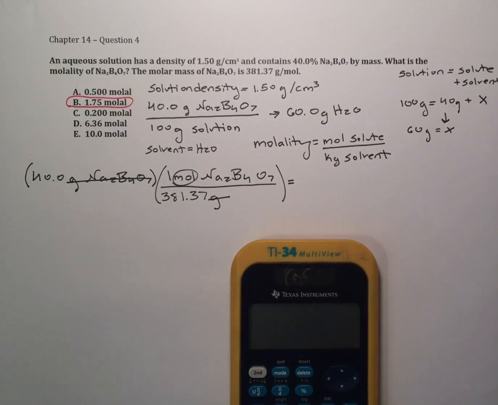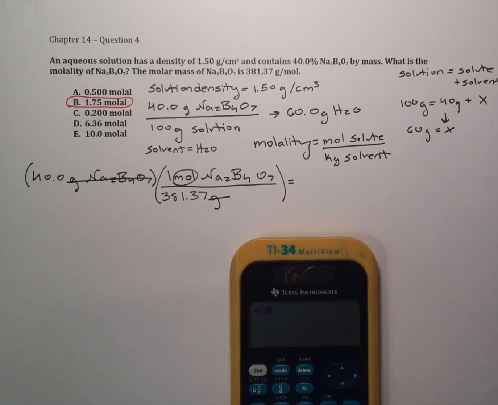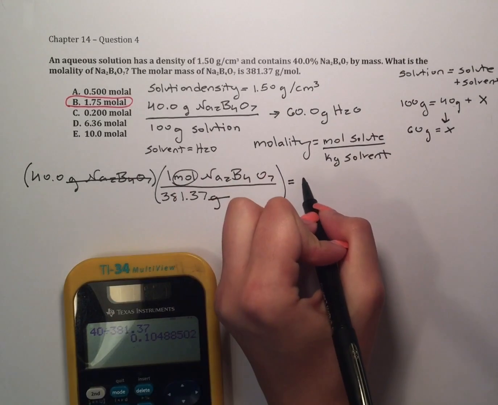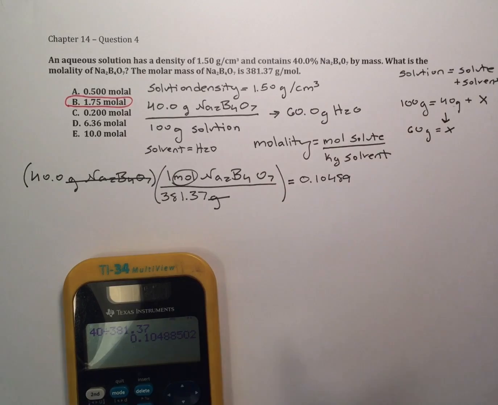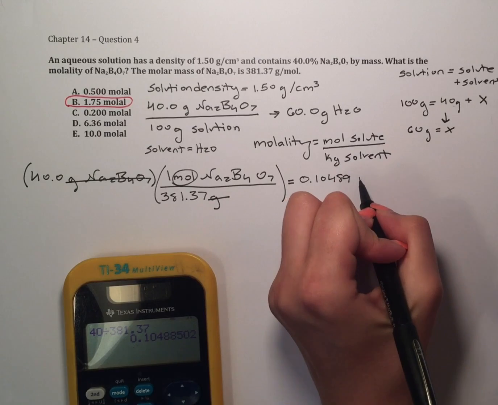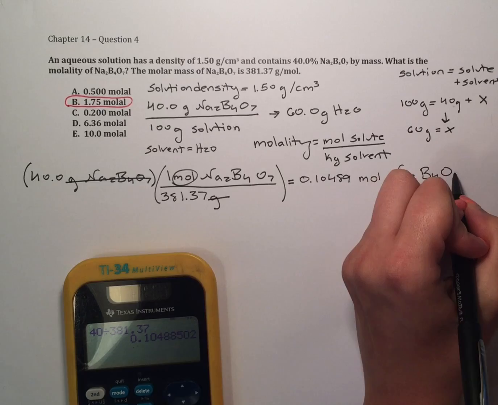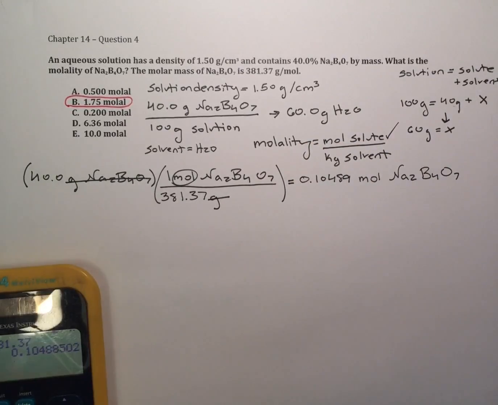And let's find how many moles exactly we have. So we have 40 divided by 381.37, which gives us 0.10489 moles of Na2B4O7. So we've got our moles of solute. Let's move on to kilograms of solvent.